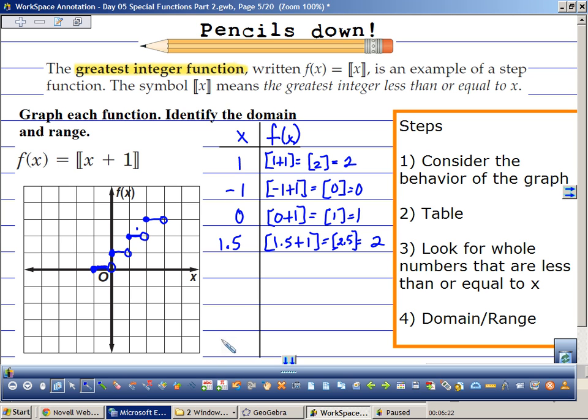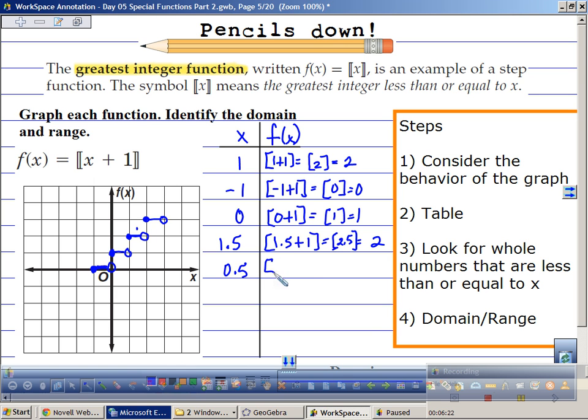Let's do another one. Let's put in 0.5. If I put in 0.5, what do I get? I get 1.5. What's the closest integer to 1.5? 1. So if I put in 0.5, I go up to 1.5. Oh, didn't quite make it, so I fall back down to 1. Does that help a little bit?